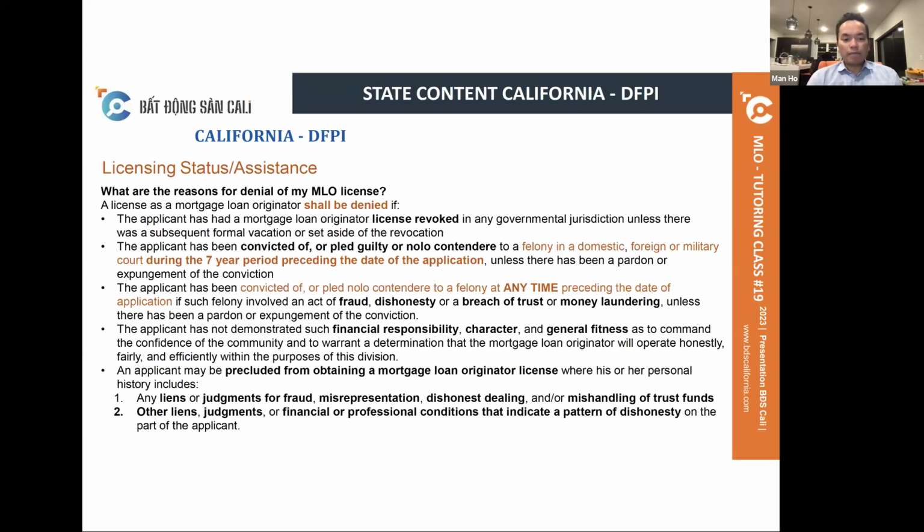Okay, an applicant may be precluded from obtaining a mortgage loan originator license where his or her personal history includes any lien, any judgment, any fraud, misrepresentation, dishonest dealing, mishandling of trust funds, commingling of funds, right? We talk about that, right? Other liens or judgments, or financial or professional conditions that indicate a pattern of dishonesty on the part of the applicant, then you cannot get the license.